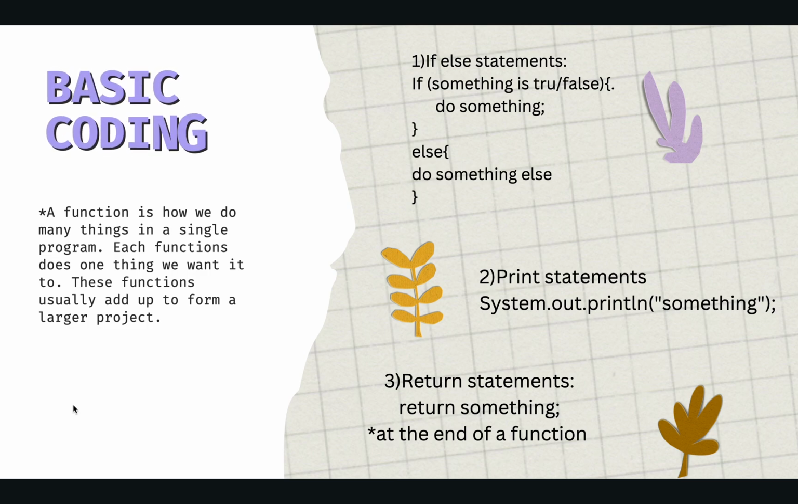So to kind of reiterate the basic coding and explain them a little bit more, hopefully these will make sense in the project that I will show next. Basically, a function is how we do many things in a single program. Each function performs a certain part of the program that we're trying to design, and all the functions add up to form a larger project.